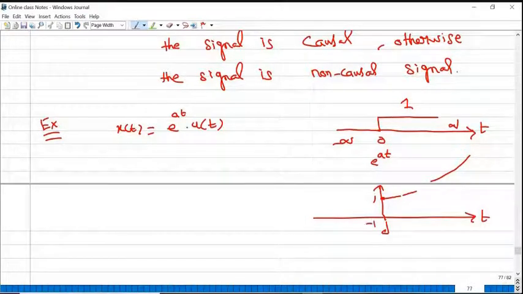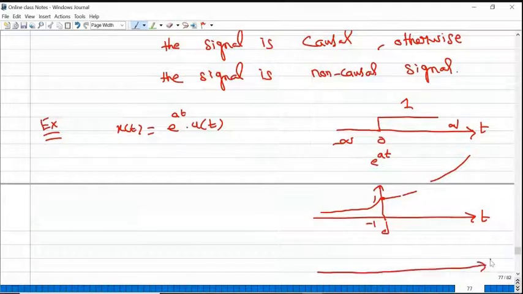For negative values of t, e power minus 1t, e power minus 2t, you will get a decreasing exponential. When you multiply these two, e power at dot u of t, your signal sketch would be starting at 1.